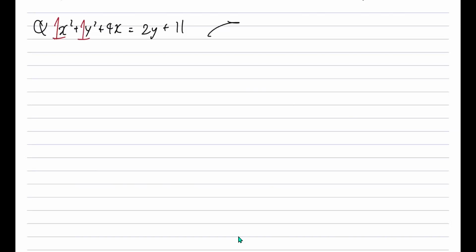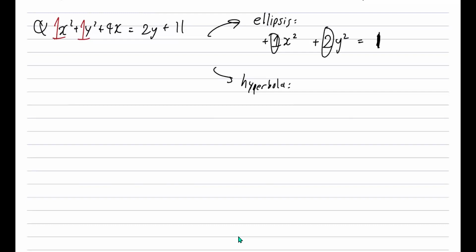Now, there are other things known as ellipses and hyperbolas. It can get quite intense when they start talking about eccentricity, but I don't think you need to know that. What you need to know is the basics. First, an ellipse will have coefficients that are both the same sign, usually positive, but the magnitudes are different. So plus 1x squared and maybe plus 2y squared equals 1. In that case, because 2 and 1 are different, you'll get an ellipse.